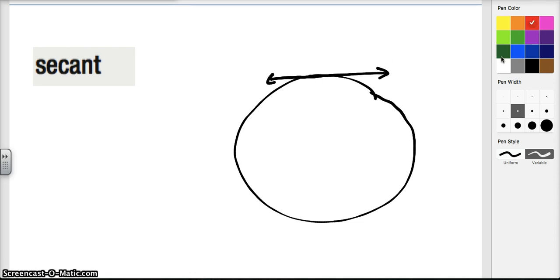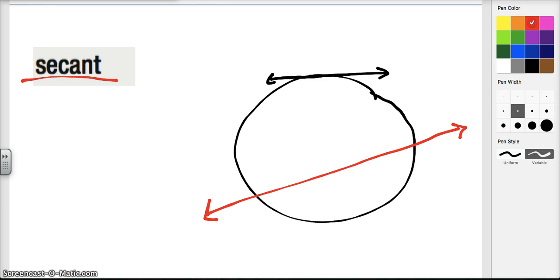A secant here is going to go through 2 points, and it's going to be a line that extends through 2 points in a circle. So it's not a chord. A chord just connects 2 points in a circle and it's all contained within a circle. A secant travels through the whole circle. It's a line. It continues on after the circle has been completed.